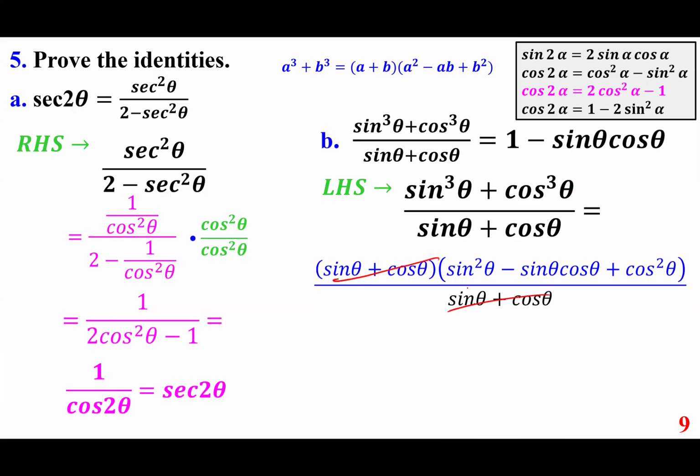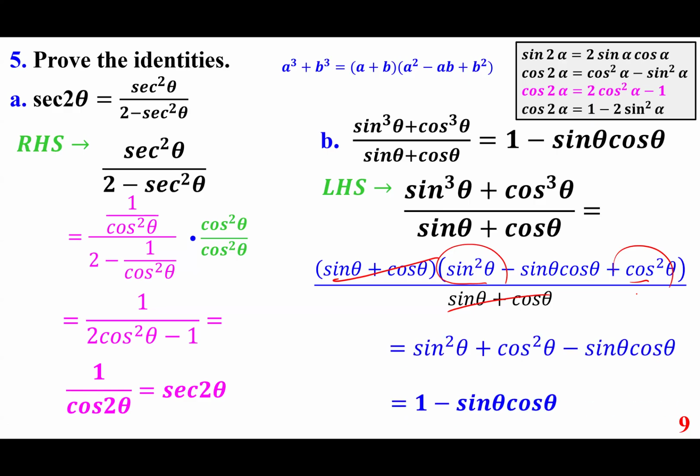These two cancel each other. We put these two together. You don't have to write here. You should see it's 1, but yeah, let's move them next to each other. The answer is 1 minus sine theta cosine theta, which is the right-hand side.